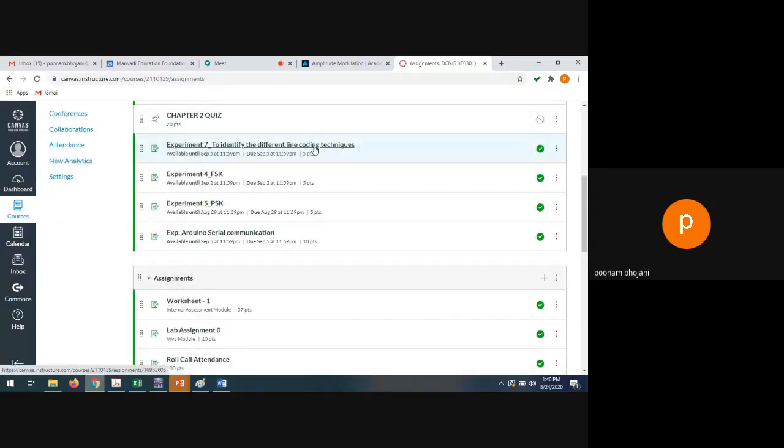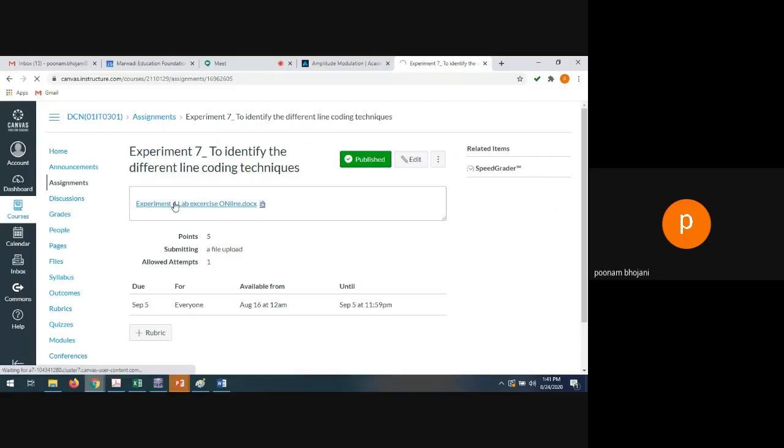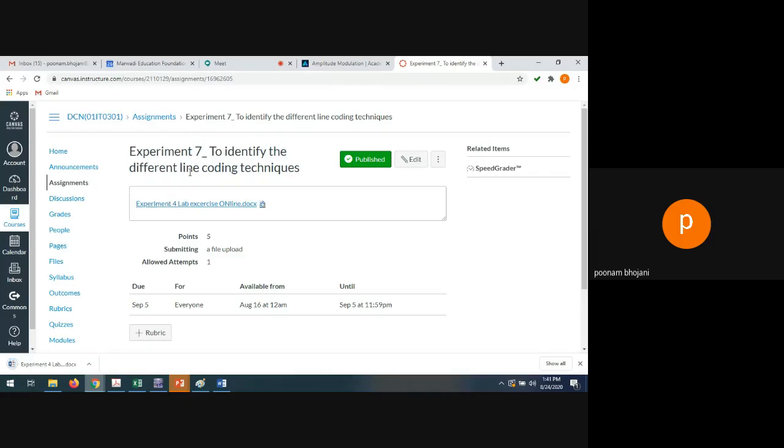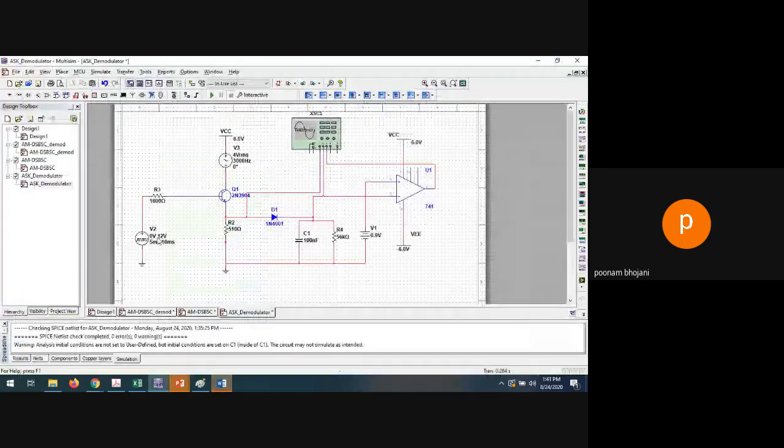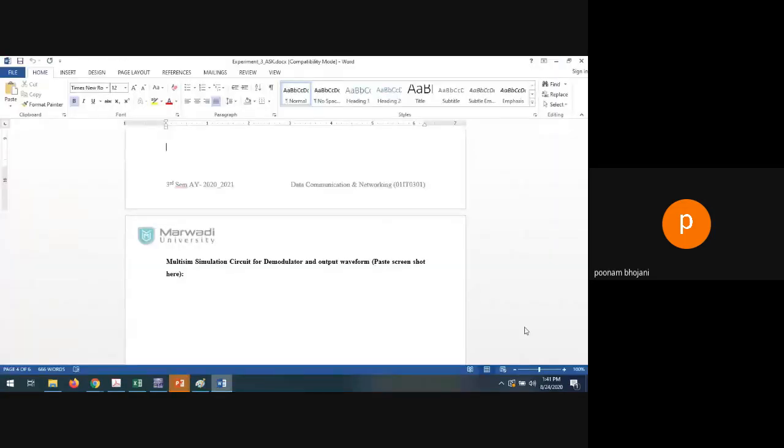The aim is to identify the different line coding techniques. If you open it, it is experiment number 7. Sorry, there is a mistake. In the index it is mentioned as experiment 4, but we have done it as the 7th, so we will give it number 7 only. All 4 tasks are given in this document file. Can you see this document file, everyone? Just a minute, it is opening.